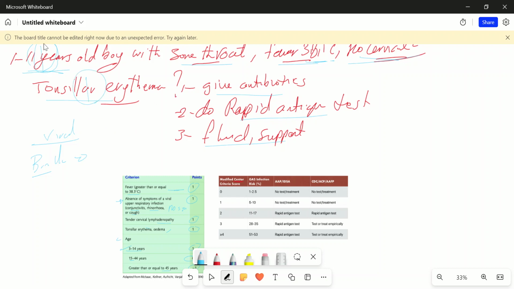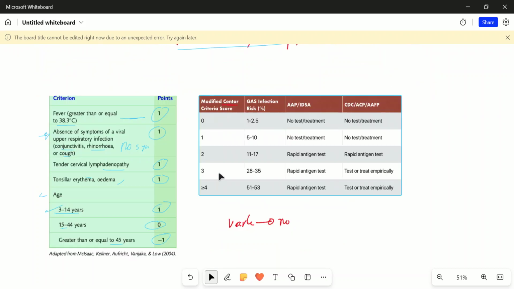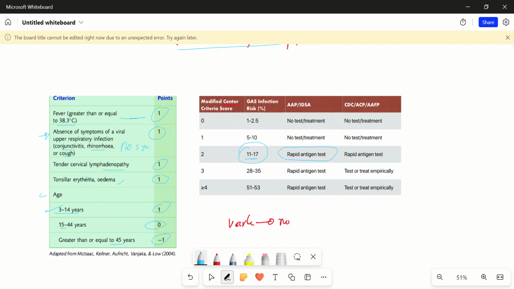So if we count the points here, of course they didn't mention that the patient has any conjunctivitis or cough or something like this. So the point here will be 2. What does 2 mean? Let's check. Here 2 means that there is a chance that the patient has bacterial infection, around 11 to 17%, which will require a rapid antigen test for detecting this bacteria.